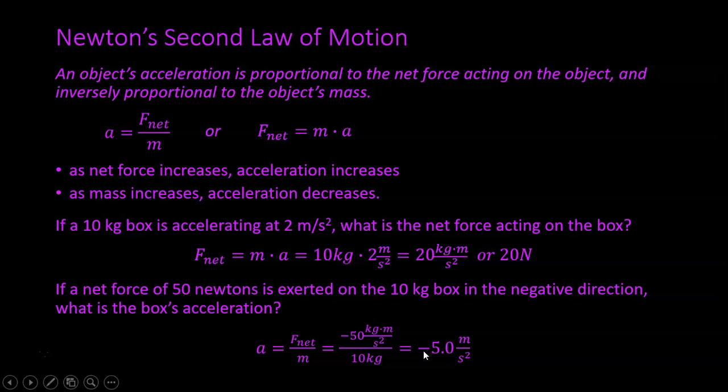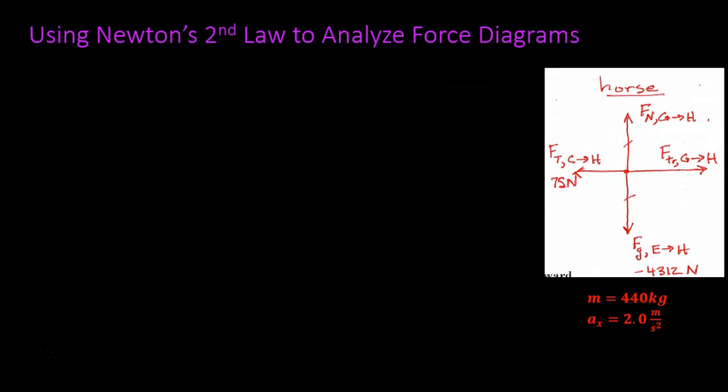Let's look at how we use Newton's second law to analyze force diagrams. Here we have a force diagram of a horse. We have traction force, the ground pushing the horse to the right. We have a tension force of the cart pulling back on the horse. And we have the force of gravity pulling down on the horse. And we have the ground pushing up with a normal force. We know that these two forces are balanced. The mass of the horse is 440 kilograms, and its acceleration horizontally is 2 meters per second squared in the positive direction.